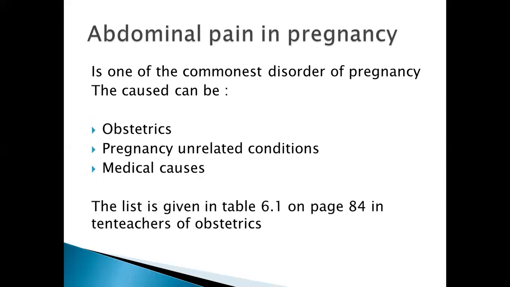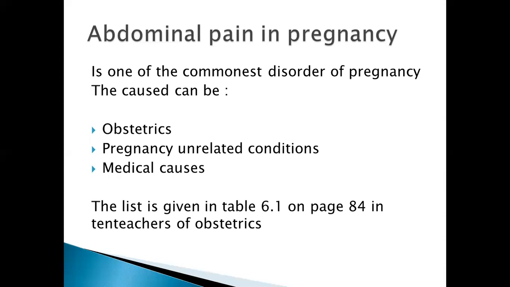Abdominal pain in pregnancy. Abdominal pain is one of the commonest disorders of pregnancy that can be caused by multiple reasons. The cause may be pregnancy related, it may not be related to pregnancy, and it can be due to any medical condition. The list of the causes of abdominal pain is given in Table 6.1 on page 84 in Ten Teachers of Obstetrics. Kindly read the causes from there.